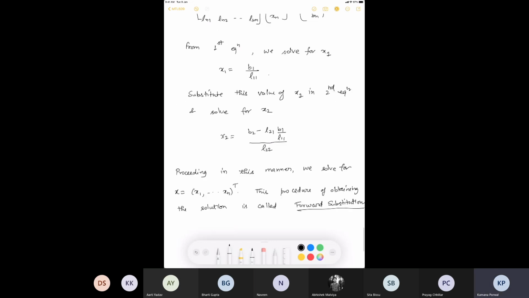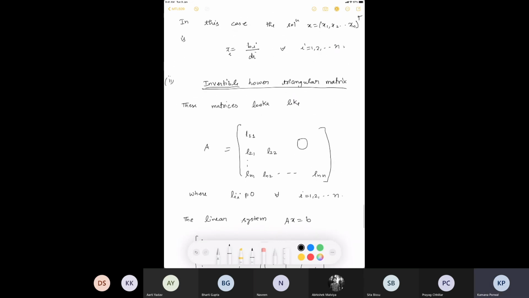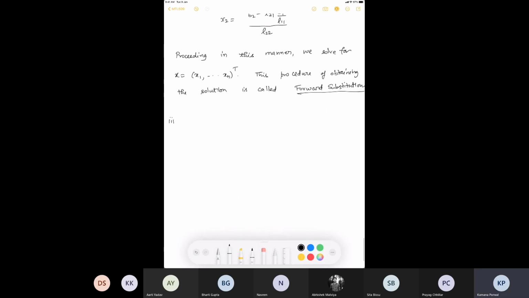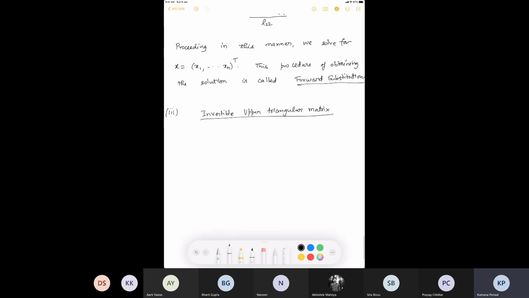Okay. And the other case, when we have upper triangular matrix, that we have already seen, that in that case as well, we can solve the system very easily. So if we have invertible upper triangular matrix, so these matrices basically have this form. So the entries below the main diagonal, they are 0. So let's take the diagonal to be Uii.